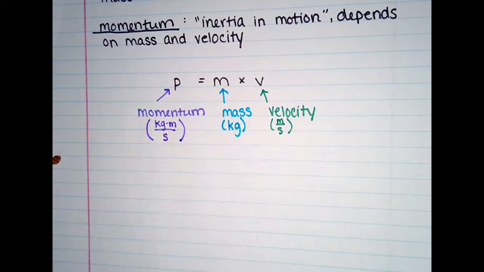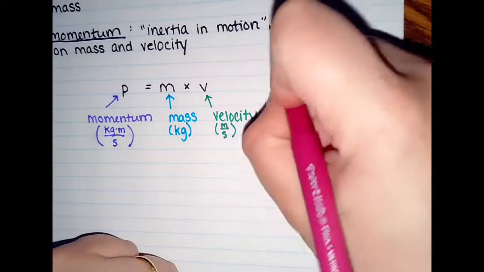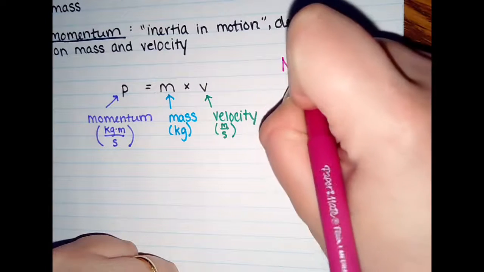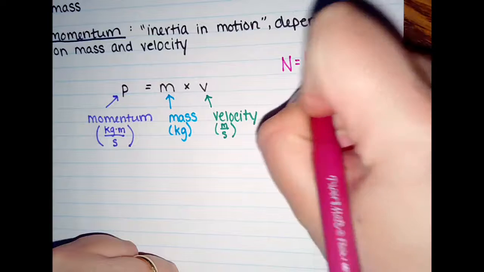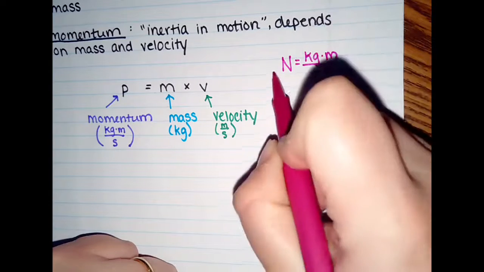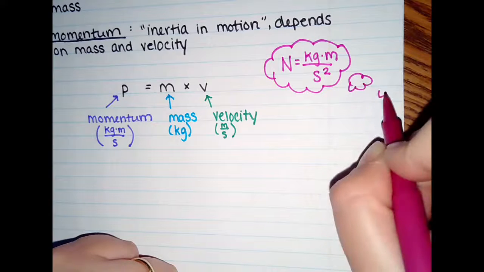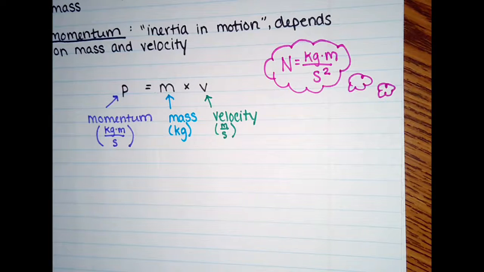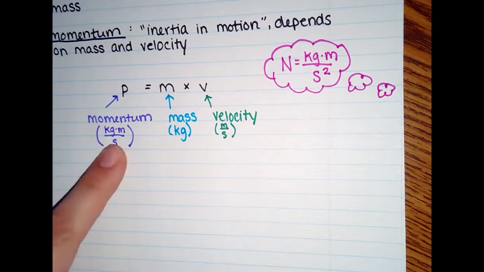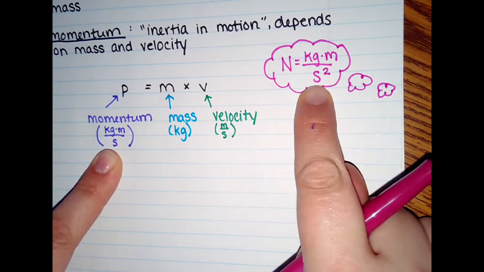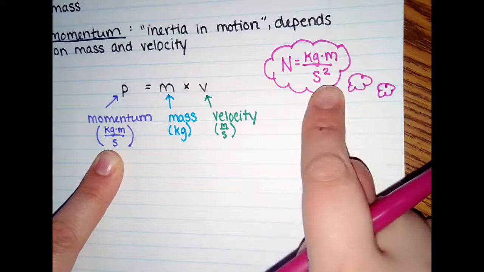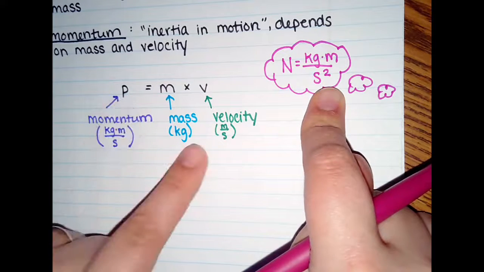And you might think, oh, that's awfully familiar. It kind of looks like a Newton. Kind of. A Newton, I'm going to put this over here, a little thought bubble, was kilogram meter per second squared, because force had to do with acceleration, so you had the squared. Very similar. Force involved acceleration. Momentum has velocity.